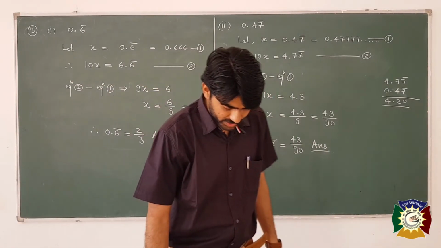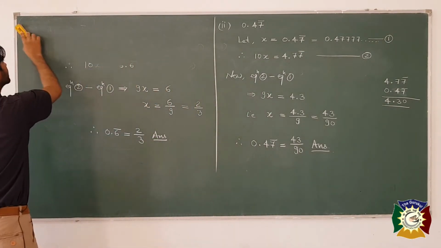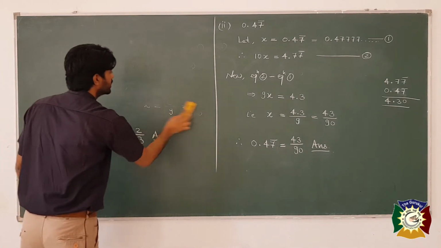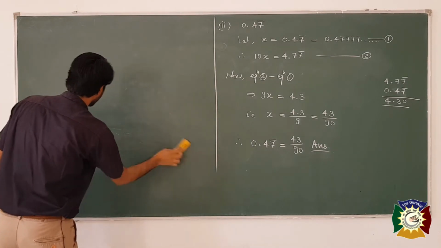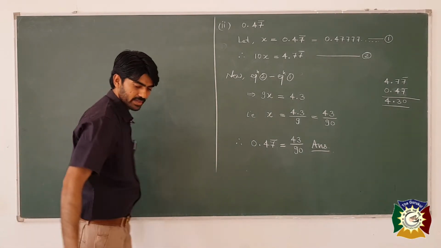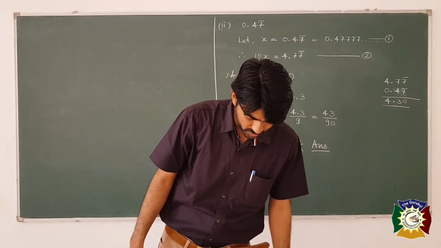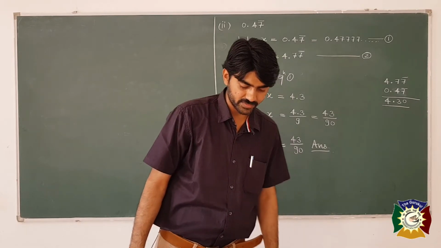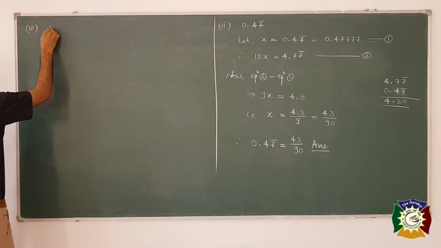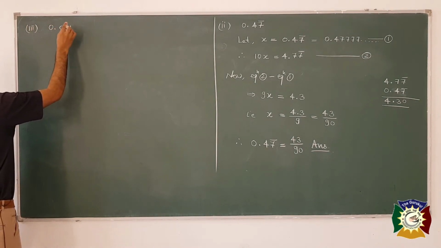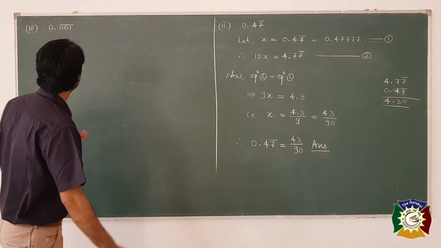Now we will see part 3. So part 3 again, if you see, same method, whatever the number is, we are to follow the same method. See part 3. 0.001 and bar is there on all three. So third part, 0.001 and bar is there on all three. It means all three digits are being repeated.